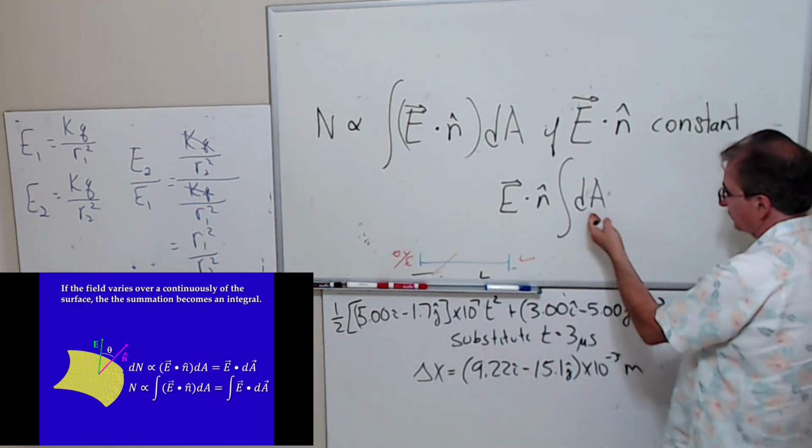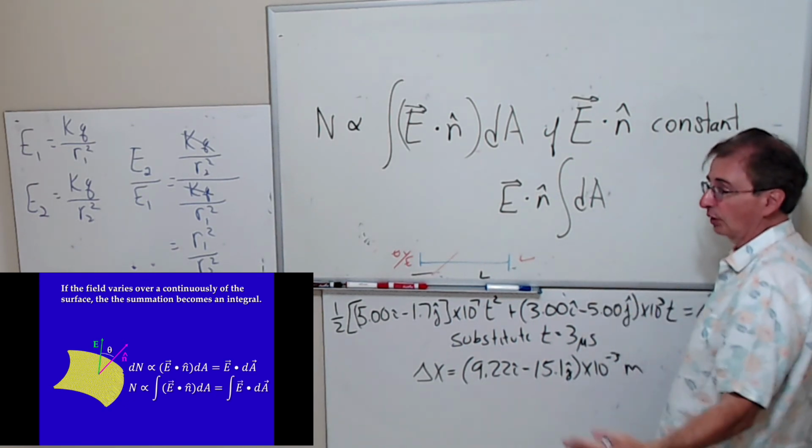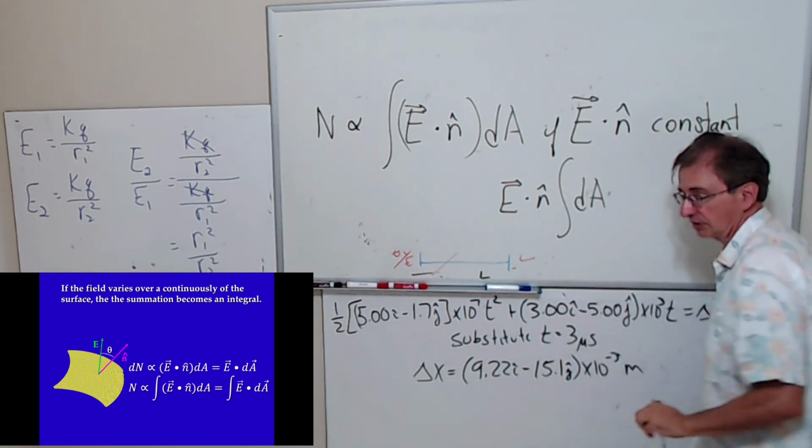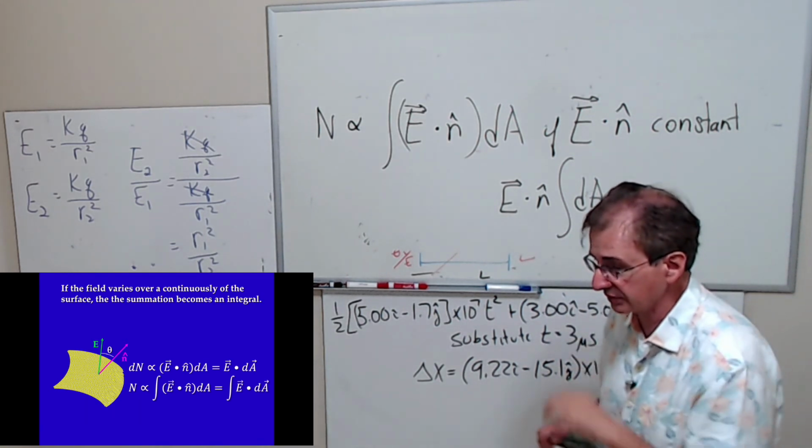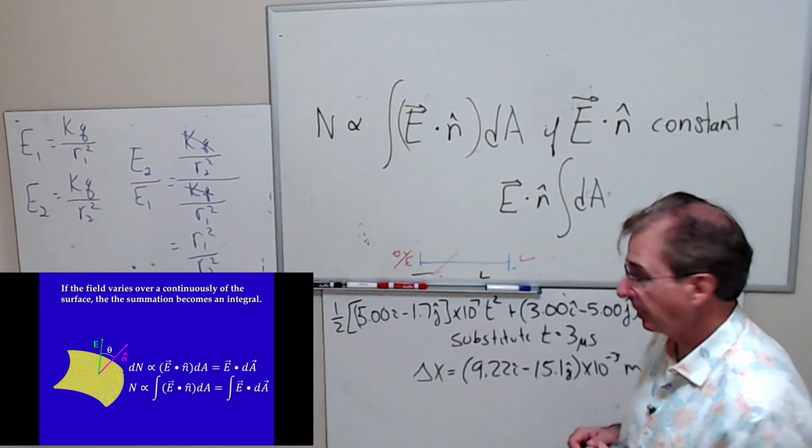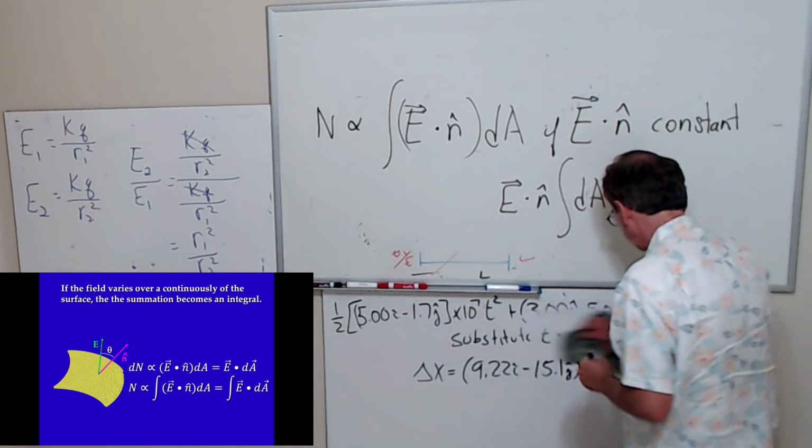And then this is the area of the surface. That's what I was doing with the sphere problem. The sphere problem, this was constant all the way around the surface. By the way, I want to say something about the notation.